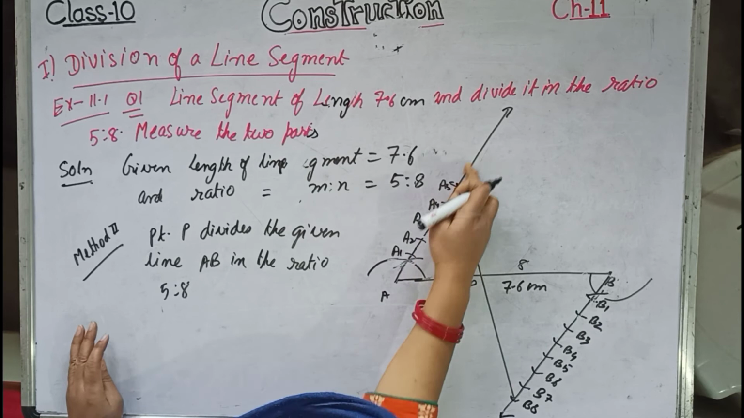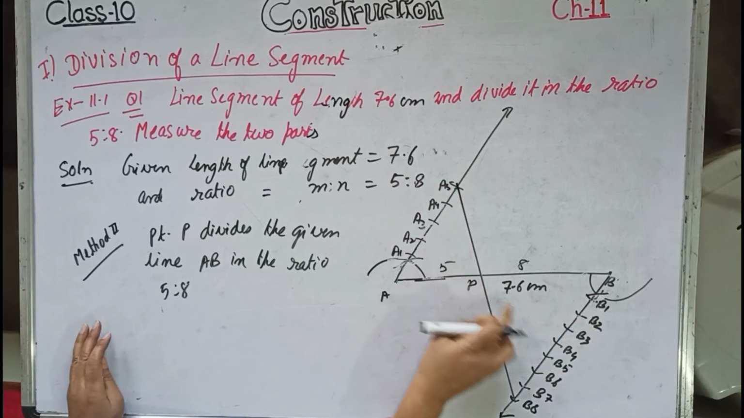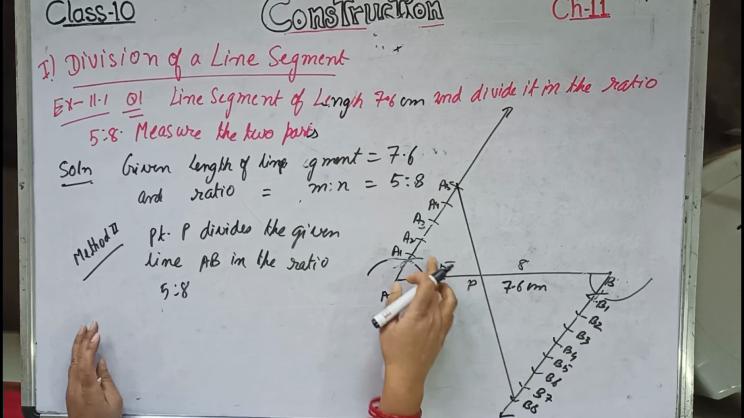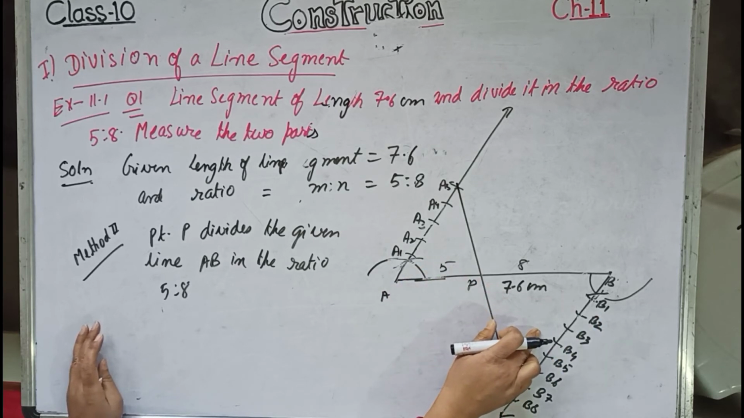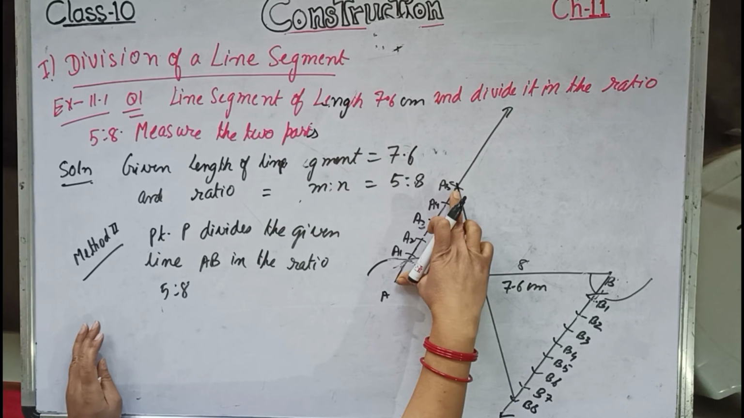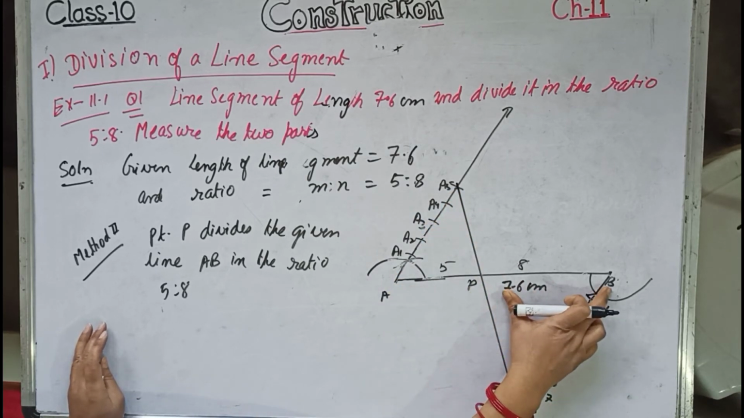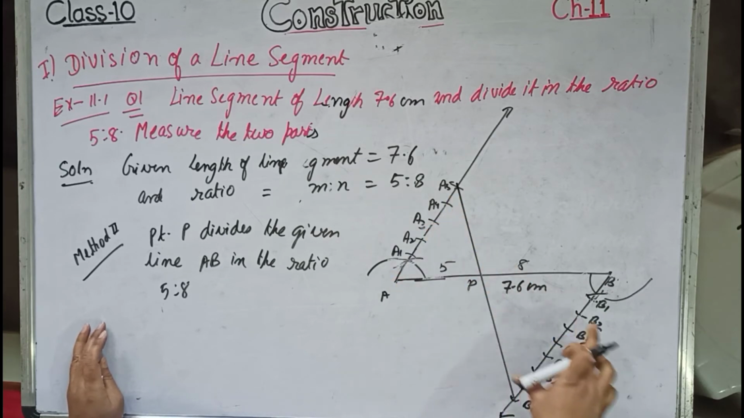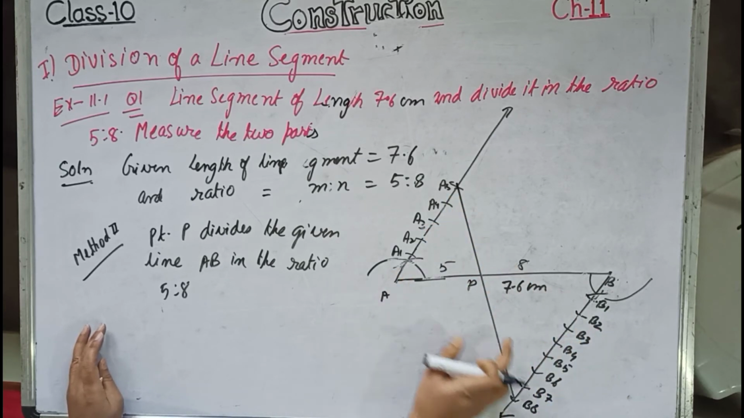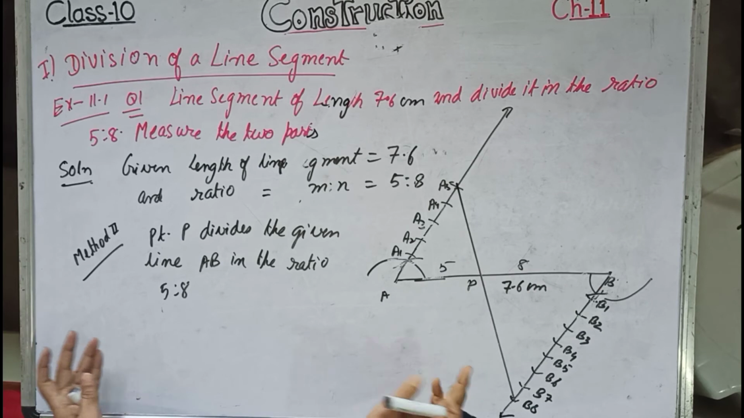Here in this, these two lines are parallel. So these two triangles are similar, vertically opposite, alternate angles, and these also alternate angles. Hence these two triangles are similar. So we can say that over here AA3 by BB3 equals AP by PB. But AA3 by BB3 is 5:8. Therefore AP by PB is 5:8.